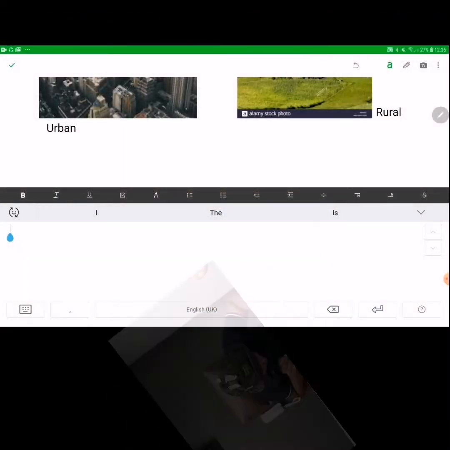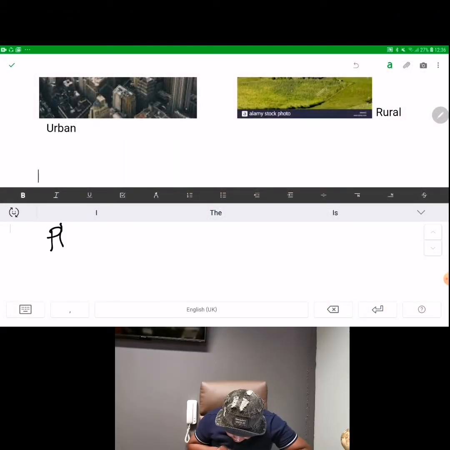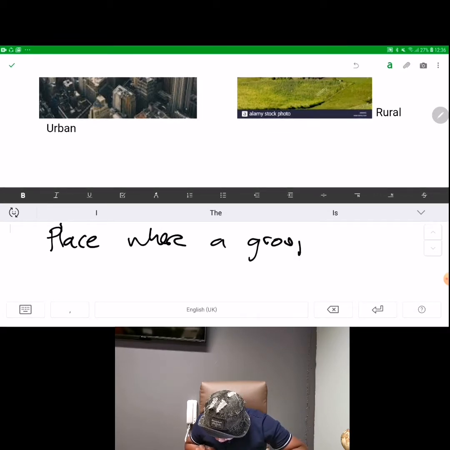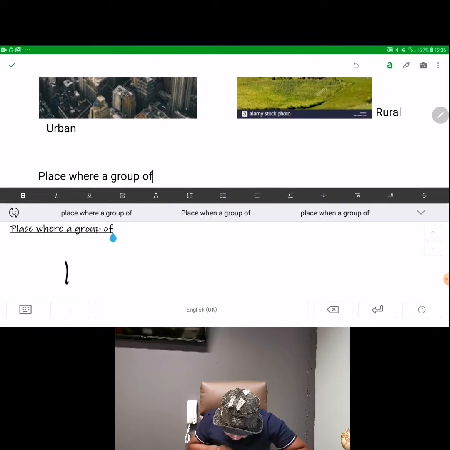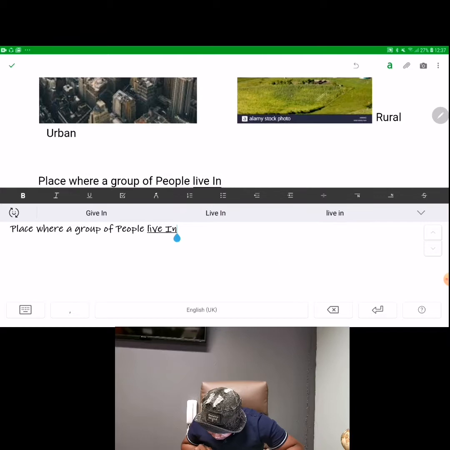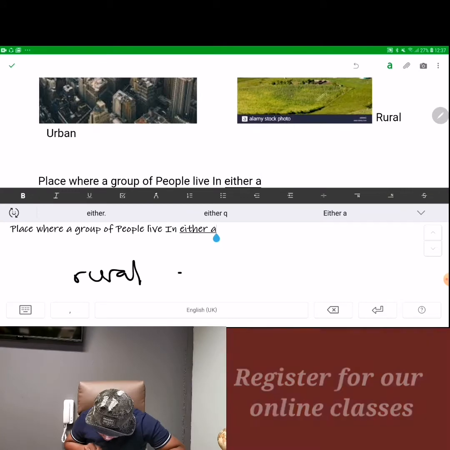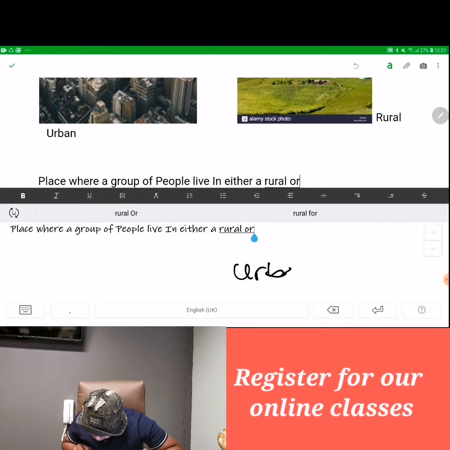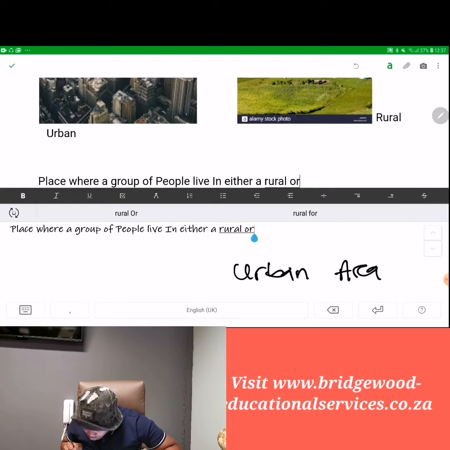As I've said, it refers to a place where a group of people live in. It can be either a rural area or an urban area. So that is a settlement.